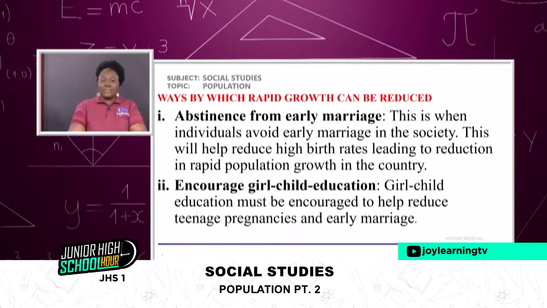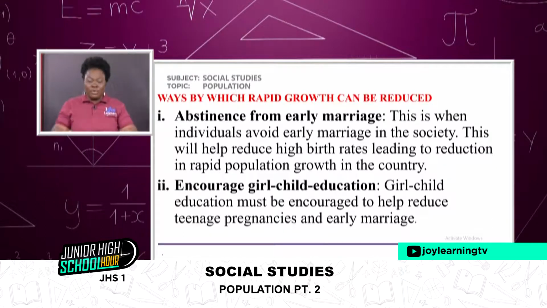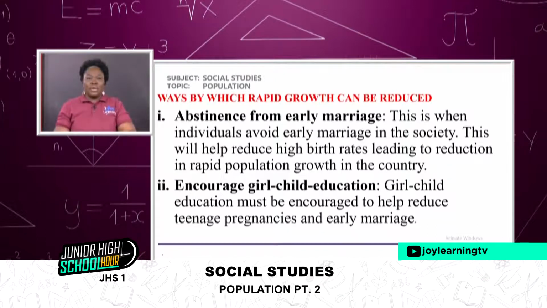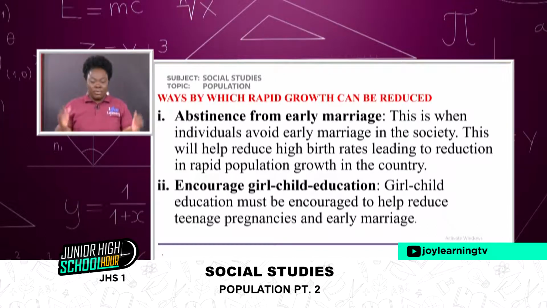Now let's look at these sub-points too. Ways by which rapid population growth can be reduced. So we are looking at how the rapid population growth can be reduced. This is very important because that is the answer to the overpopulation growth in Ghana.